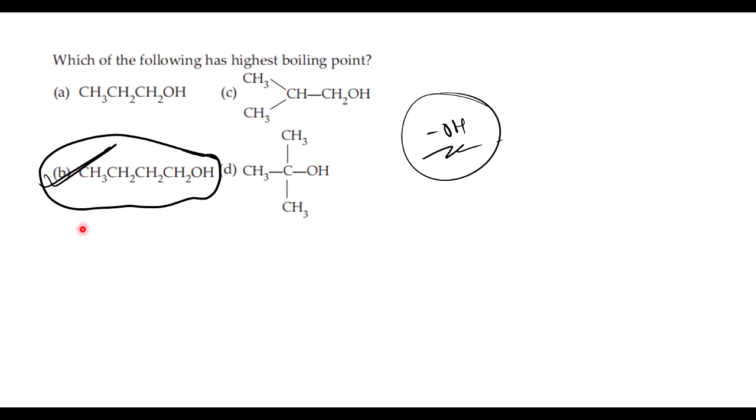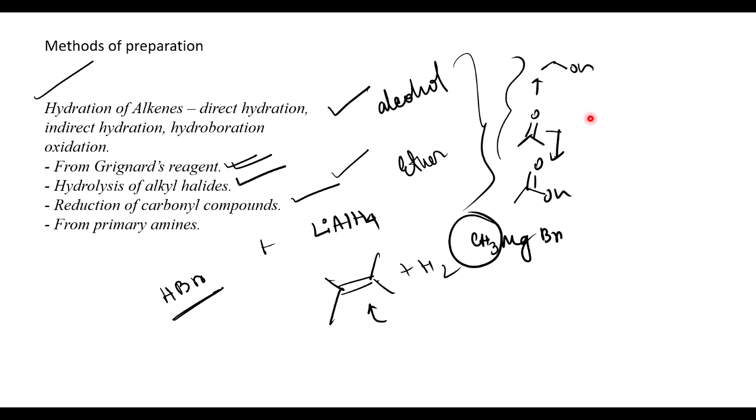Okay, our very first question, as you can see here: which of the following has the highest boiling point? Between OH, alcohol, and hydrocarbon, alcohol will have the higher boiling point because of hydrogen bonding, and all four options are alcohol. So the more the branching, the less the surface area, the less the van der Waals force of attraction. So the lesser the branching, the longer the chain, the van der Waals force of attraction will be high, and the boiling point will be highest in case of butanol here.